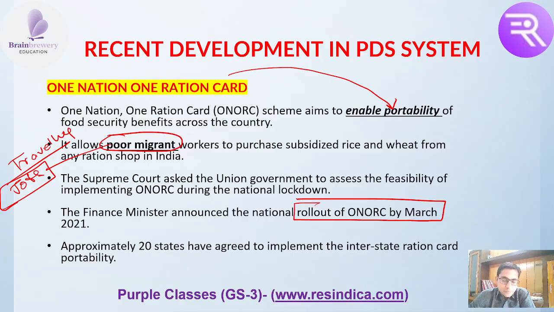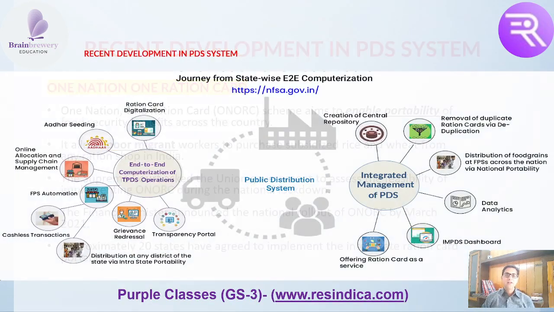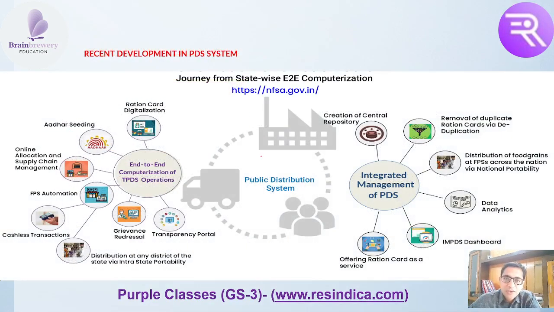And 20 states have already agreed to implement this whole process of one nation, one ration card, because these are the states which have a huge number of migrant workers coming from various parts of the country, and that is why this is very, very important for them. So this is what the digitalization of the public distribution system is about: we should have an integrated management of the PDS. So this is the electronization or computerization of the end-to-end targeted public distribution system.